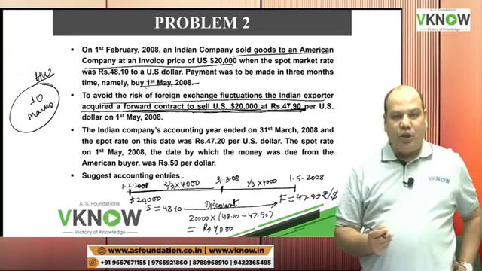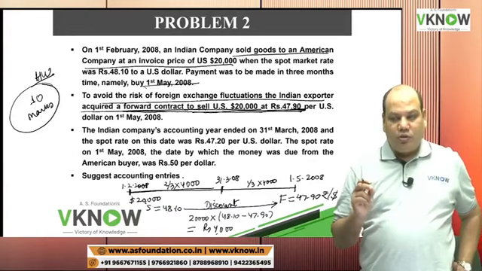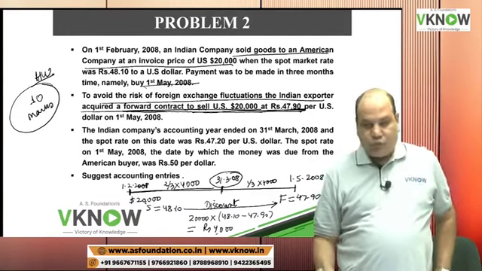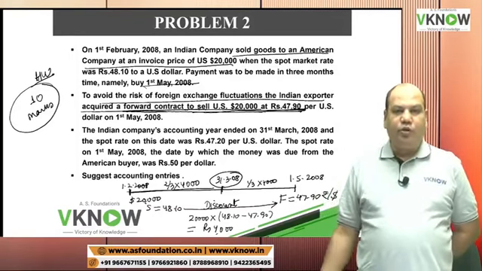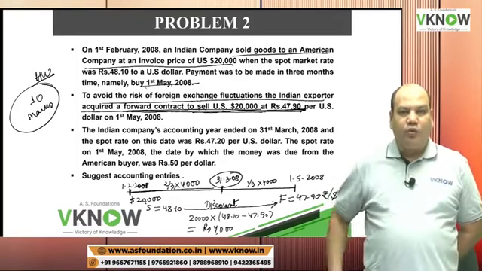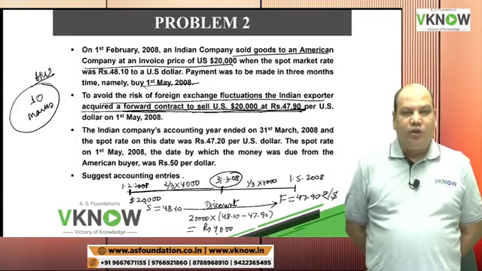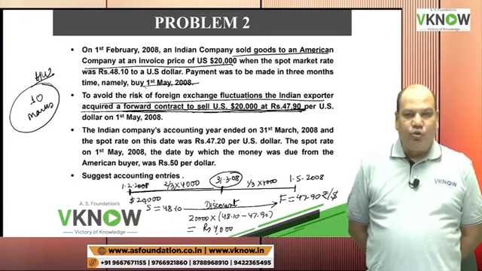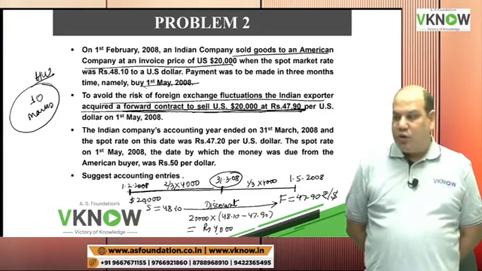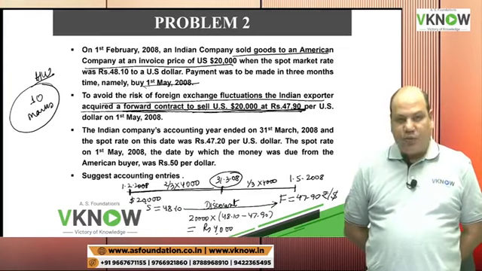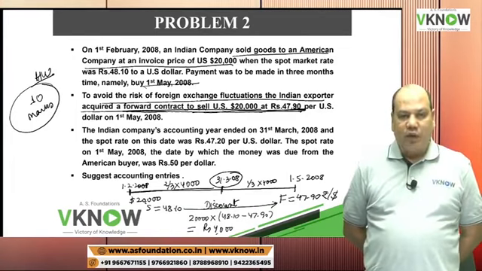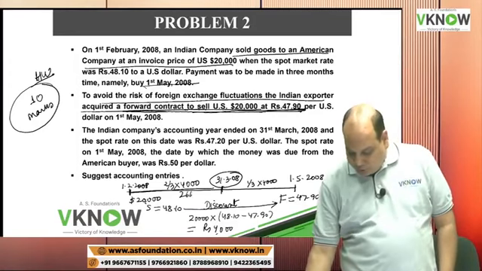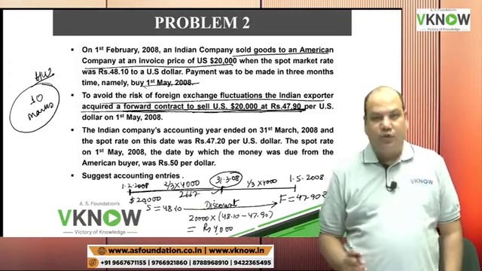In addition to that, you have to pass entry for sundry debtors to sales. At the end of the year, you'll have to pass entry for forward contract receivable, forward contract payable, and the discount will also be recorded on 31st March. Out of the total discount which you will record on 1st February, 2/3 of that 4,000, which comes to 2,667, you will write off in P&L account on 31st March.